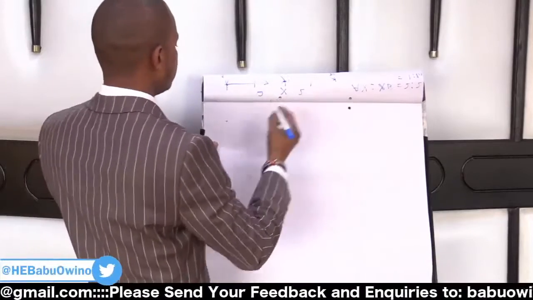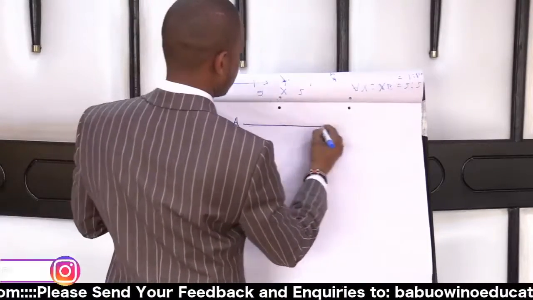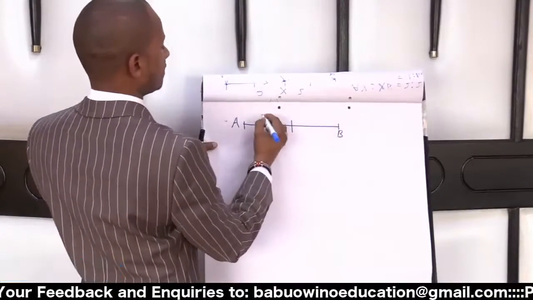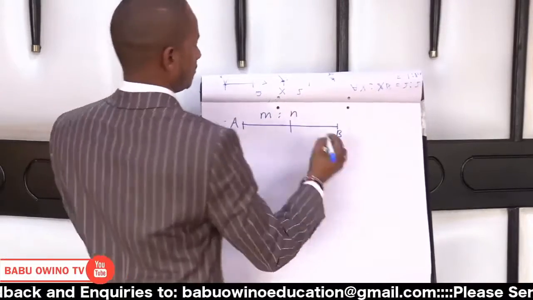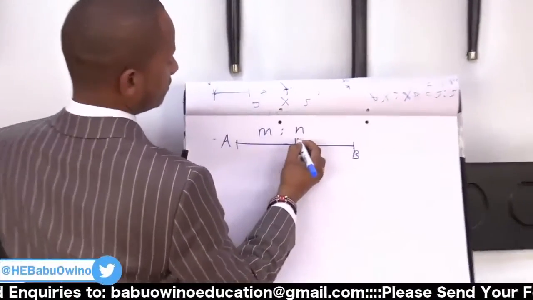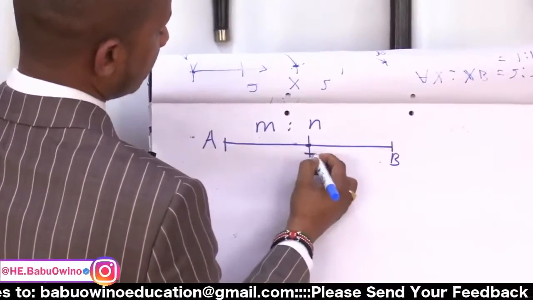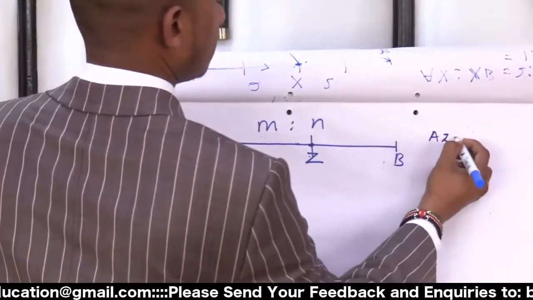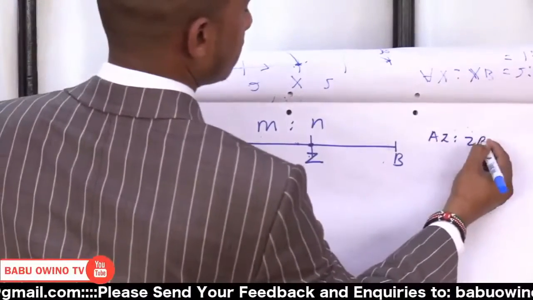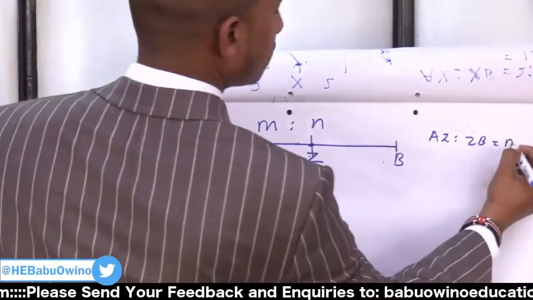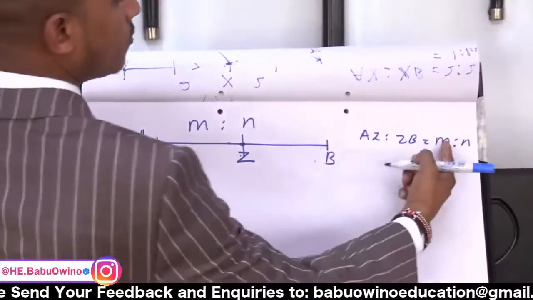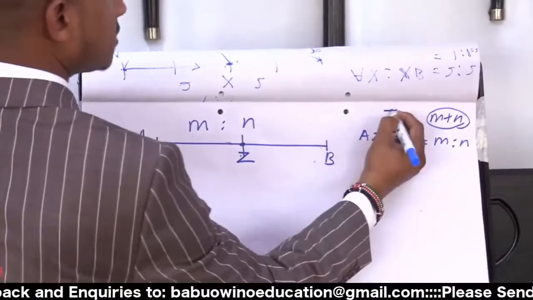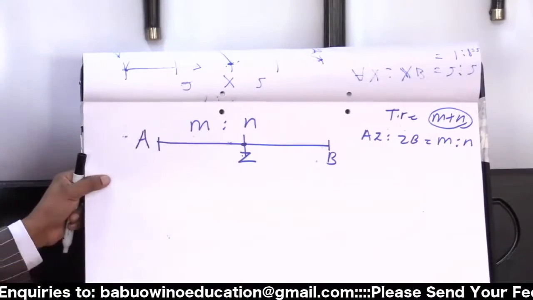So here, let's say we have a line AB, but it's divided in the ratio of M is to N. Let's say this is our point Z. So AZ ratio ZB is equal to M ratio N. When you add these two ratios, the total ratio becomes M plus N. Keep that at the back of your mind.